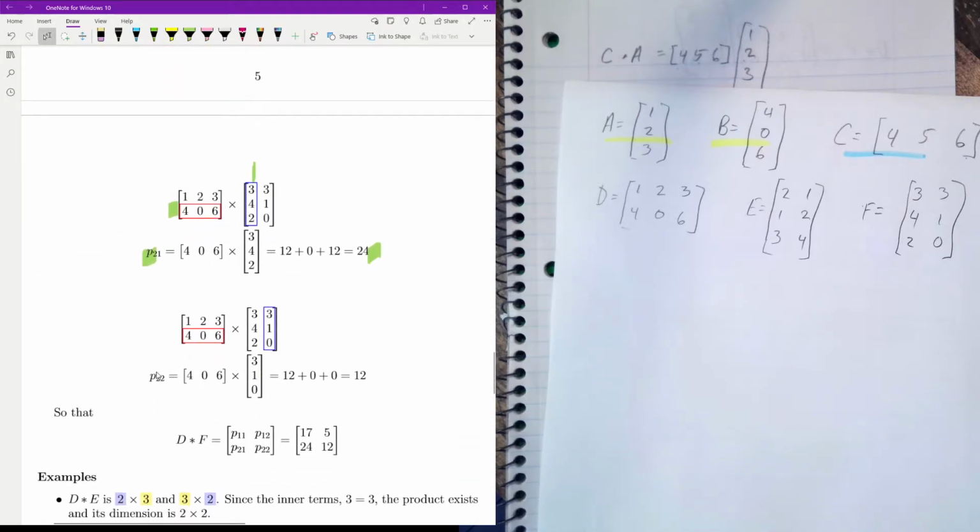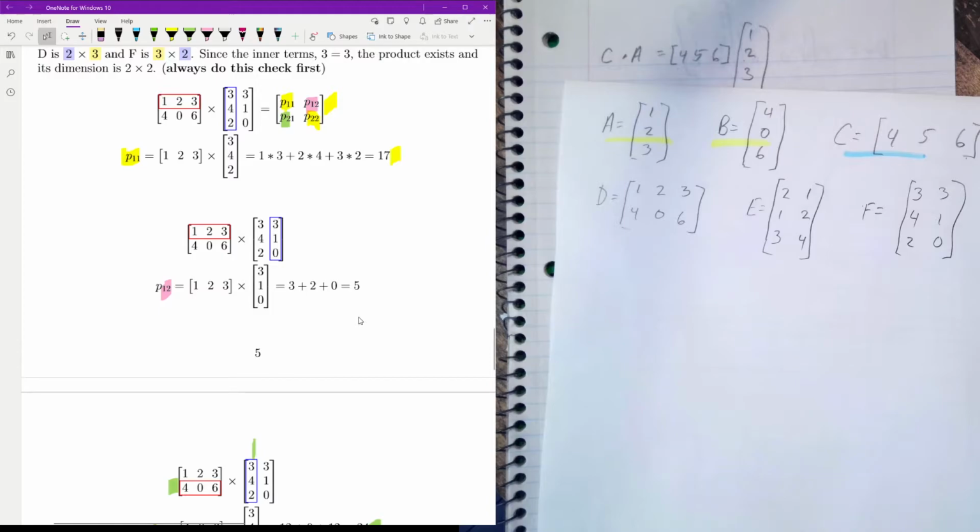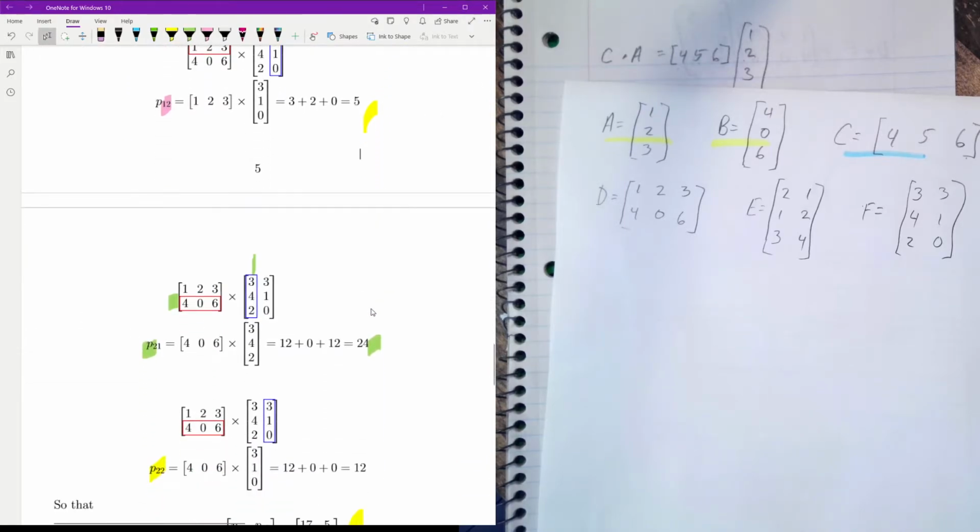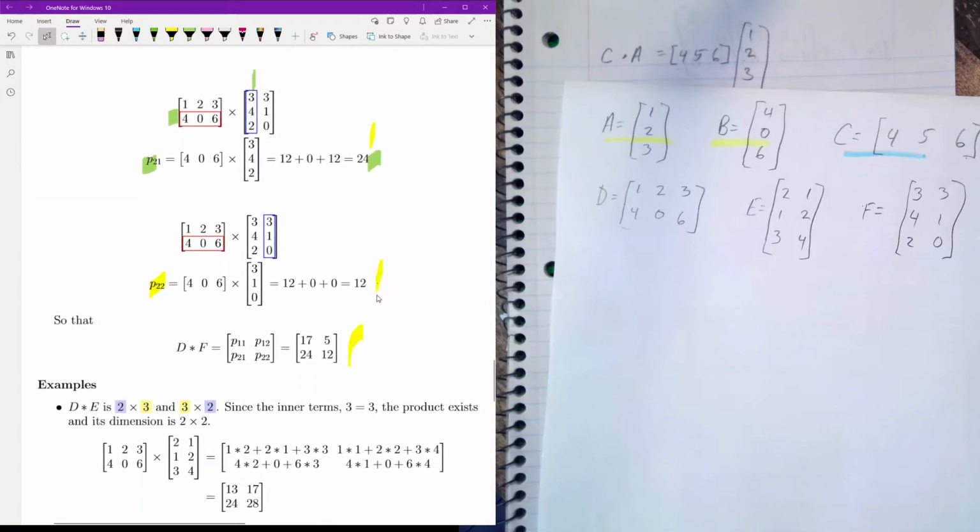So we're now going to find the last position, which is the P22, the second row, the second column. 4 times 3 is 12, times 0, plus 0, plus 0. So that's 12, which gives us the resultant matrix. Where do these numbers come from? 17, 5, 24, 12.